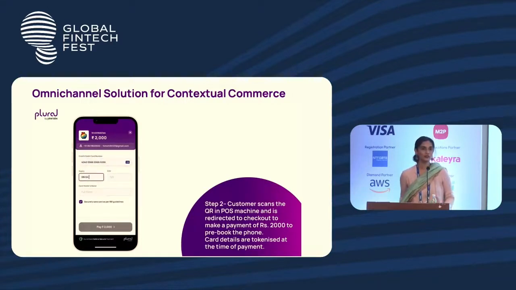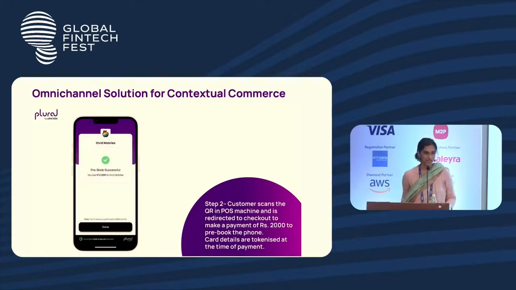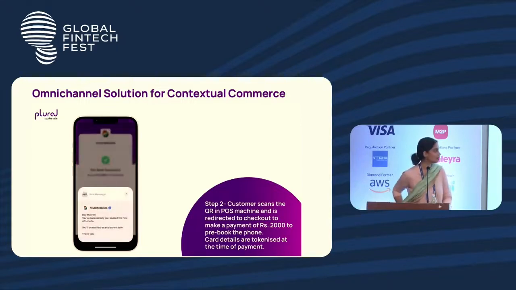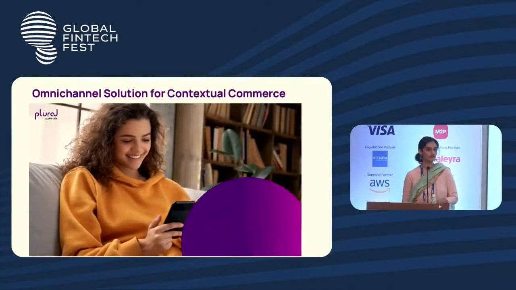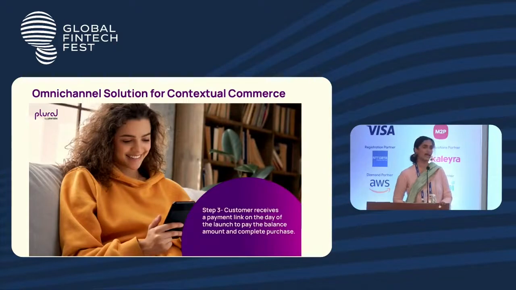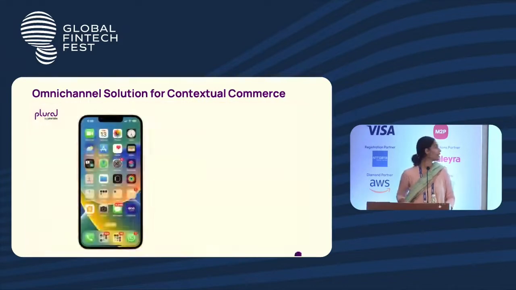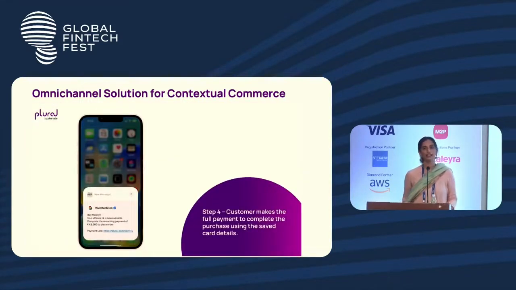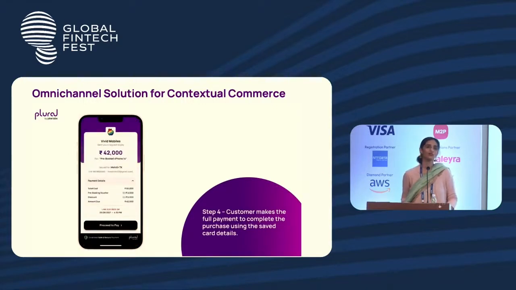You go to the retail store, you scan the QR, as you would normally do. At the time of scanning, you would once again be able to tokenize the card in the form of a card not present transaction. Once stored, the consumer's token is also stored at the merchant through Plural. And on the day of the launch, when he has to pay the remaining amount of the Apple product or any other product, he receives the payment link that is linked to the original transaction, completes the transaction just like any other payment link transaction, but without the need to re-enter his card credentials.